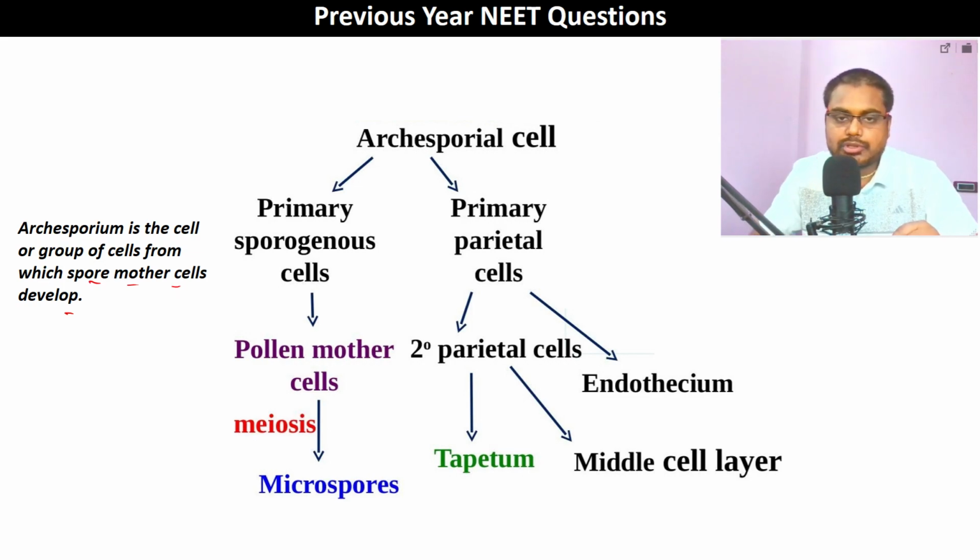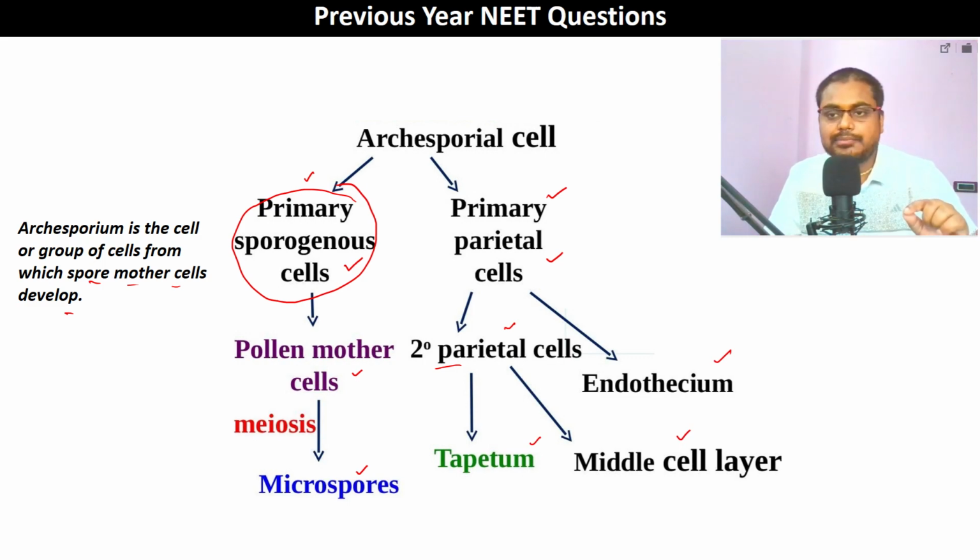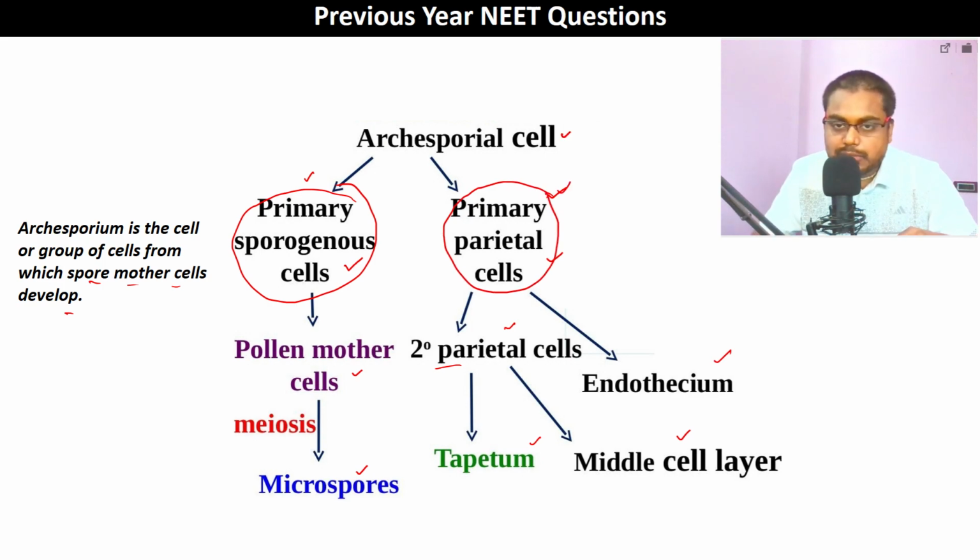Okay, so this is the archesporial cell. This gives rise to the primary sporogenous cells and the primary parietal cells. Now this primary sporogenous cell forms pollen mother cells, which upon meiosis form microspores. Whereas the primary parietal cells form the secondary parietal cells, and basically the upper 3 layers of the microsporangium come from the primary parietal cells. So basically this archesporial cell is the one which gives rise to the 3 layers and the microspores also.